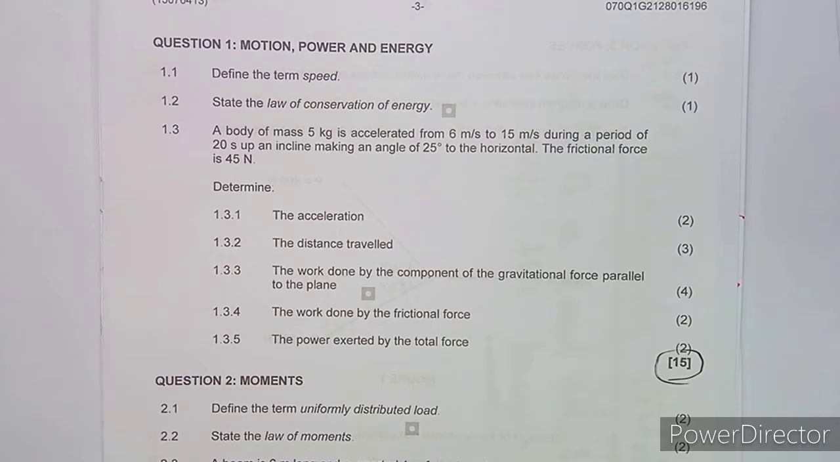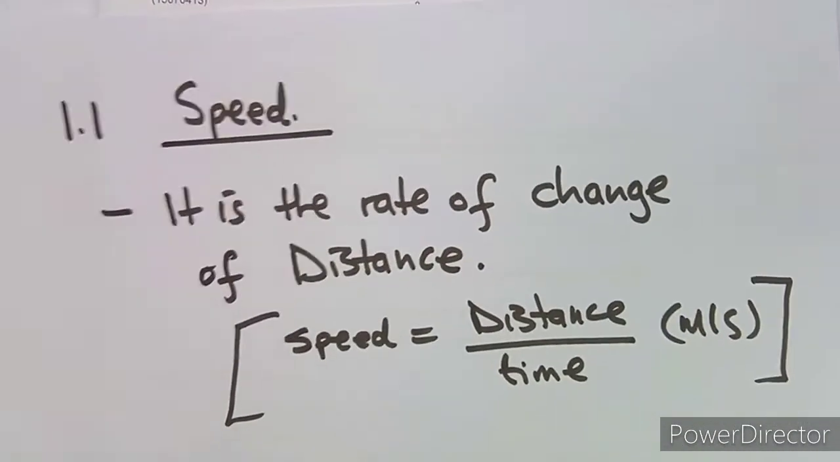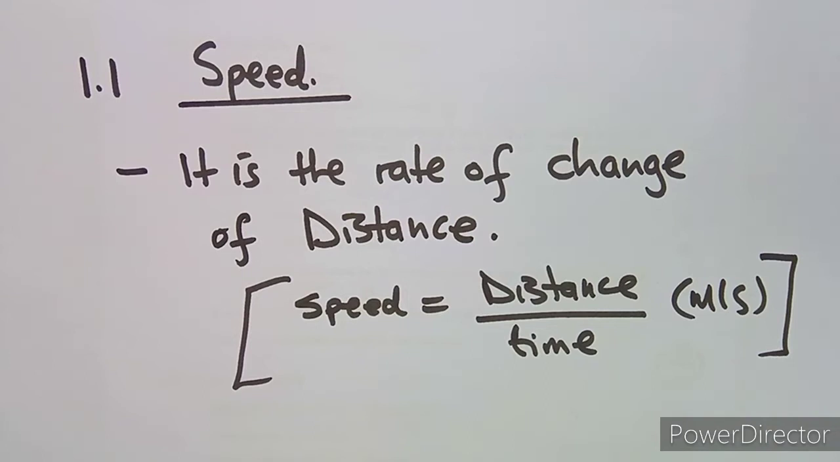So the first question was to define the term speed. As we know, speed is the rate of change of distance. From our N2 formulas, speed is distance over time and is measured in meters per second. That's why it's just 1 mark there.